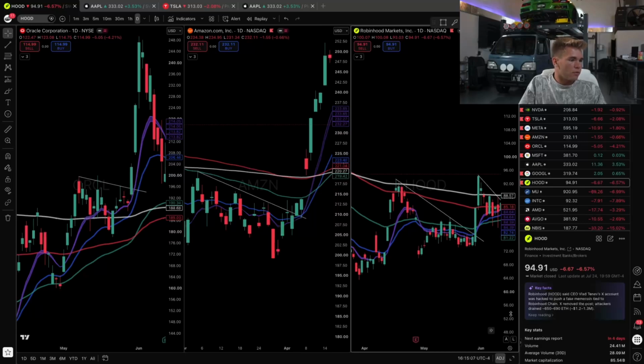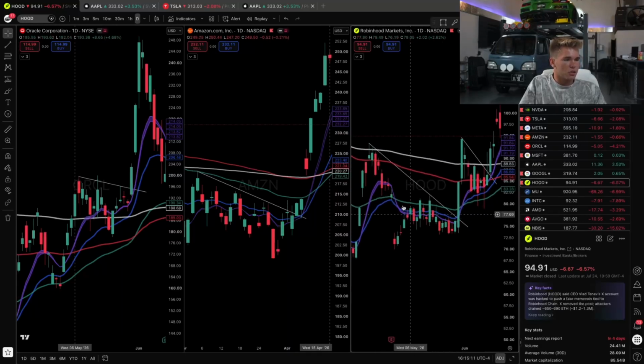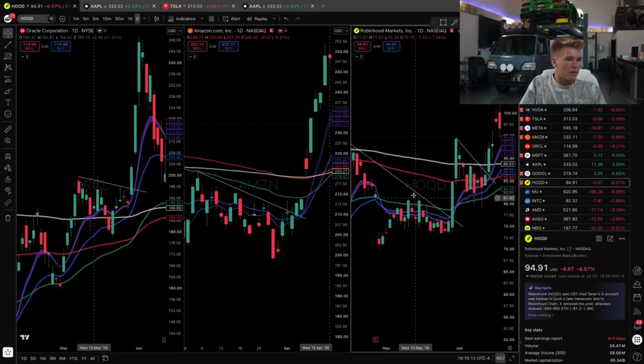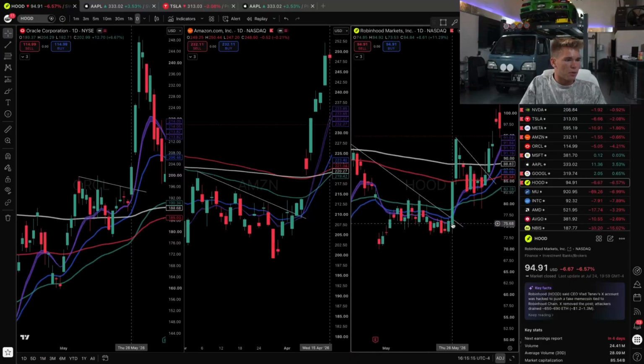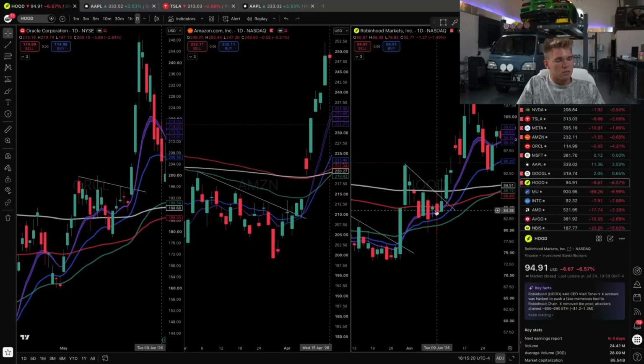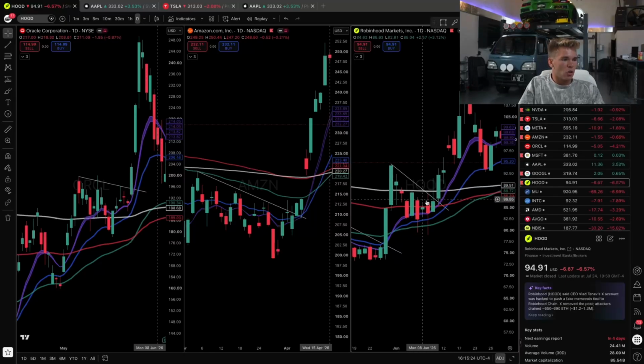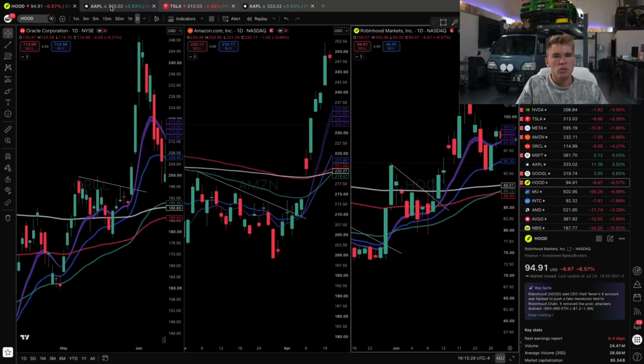Another example of a wedge. Hood, previous move up, pullback with consolidation, high, creates our resistance, wait for that breakout, play to the upside. Previous move up, pullback, consolidation, draw from a high to our lower high, show resistance, wait for that breakout, play to the upside. So those are wedges.